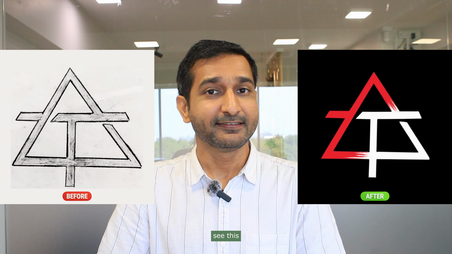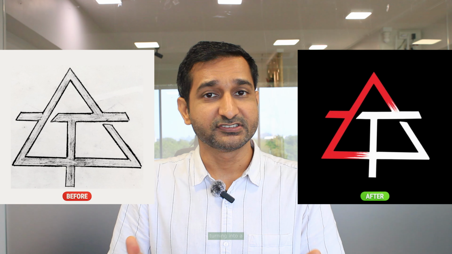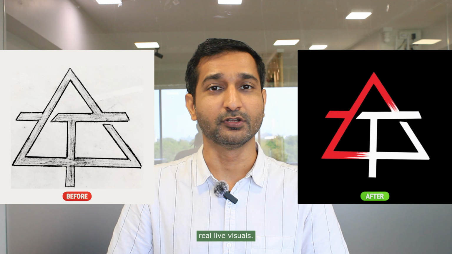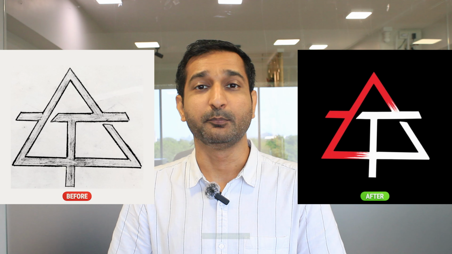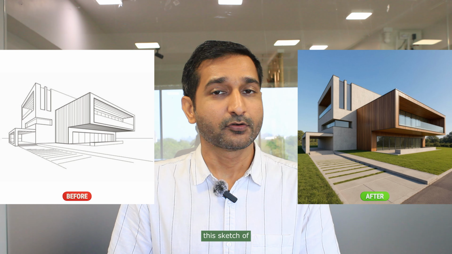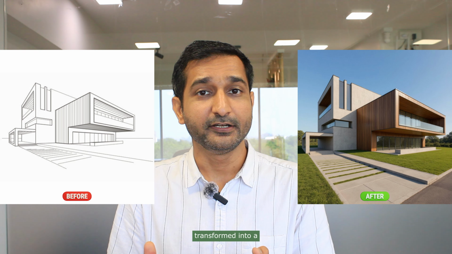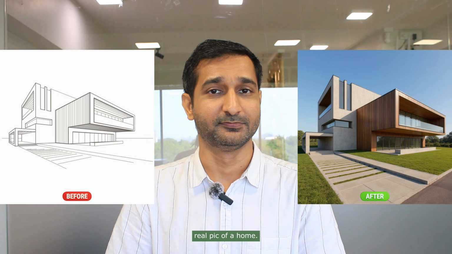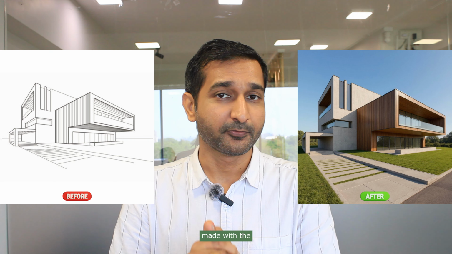Hello friends, here is an AI caricature made from a simple photo. Take a look at the before and after result. And now see this sketch of a logo turning into a real live visual. Have a look at the before and after result. And see this sketch of a home transformed into a real picture of a home. All are made with a few clicks. So I used AI to generate all those images.